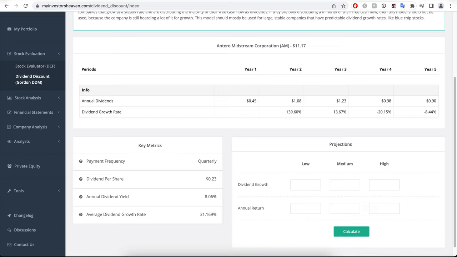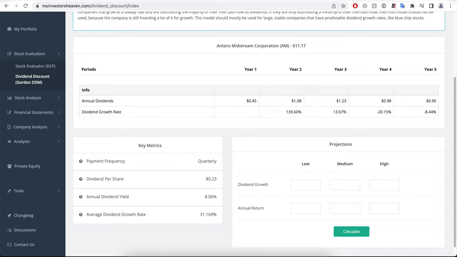Now, it's important to see here the annual dividends of the company. This handy table over here tells you what the company has been paying. So 45 cents, 1.08, 1.23, 0.98, 0.90. So it's going up and down a lot, and it had a massive increase here, which really affects the average dividend growth rate that takes it up to 31% because of all these values. However, as you'll see, it's only this year where it was very high, and then this was also pretty high, but then it went down to negative territory. Something to be expected again for a company of this sort. This is not a steady growth company.